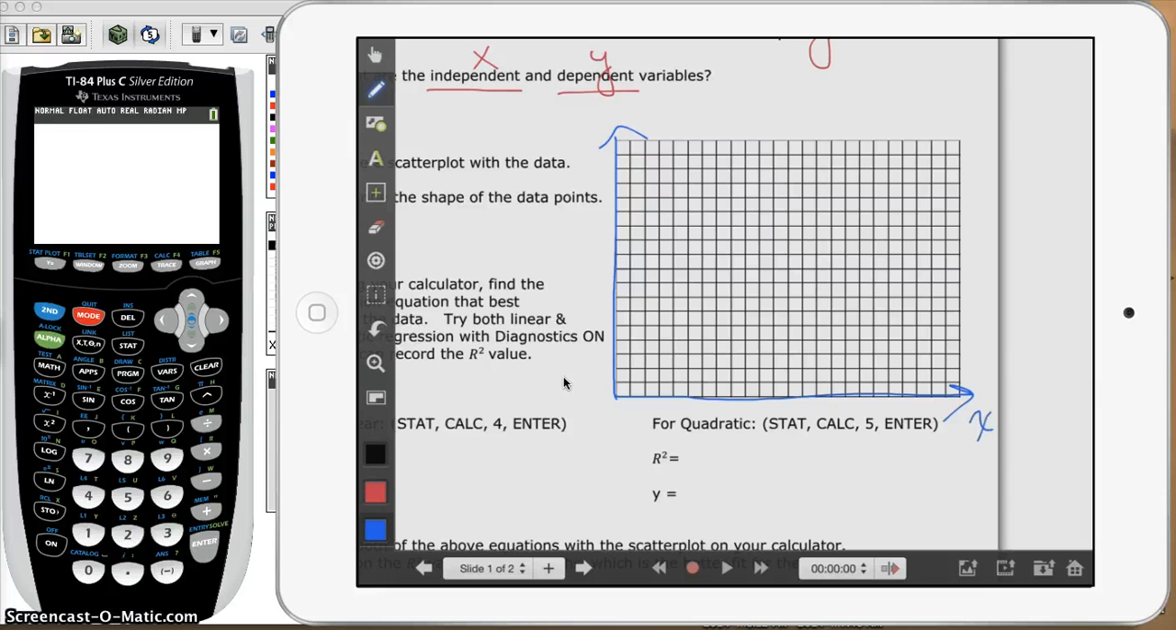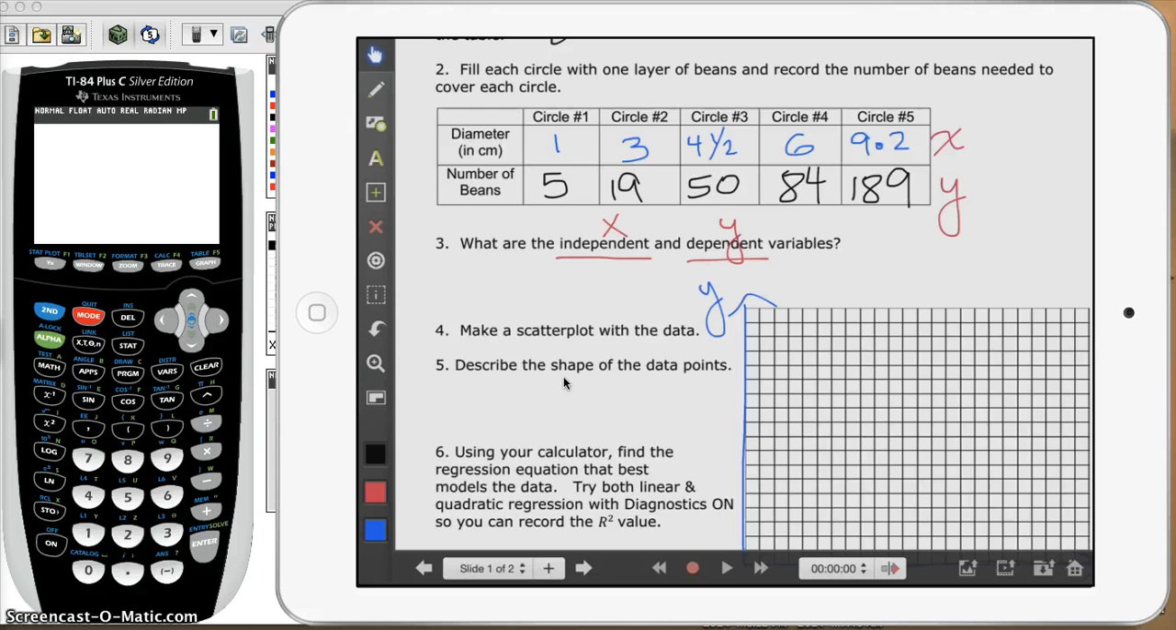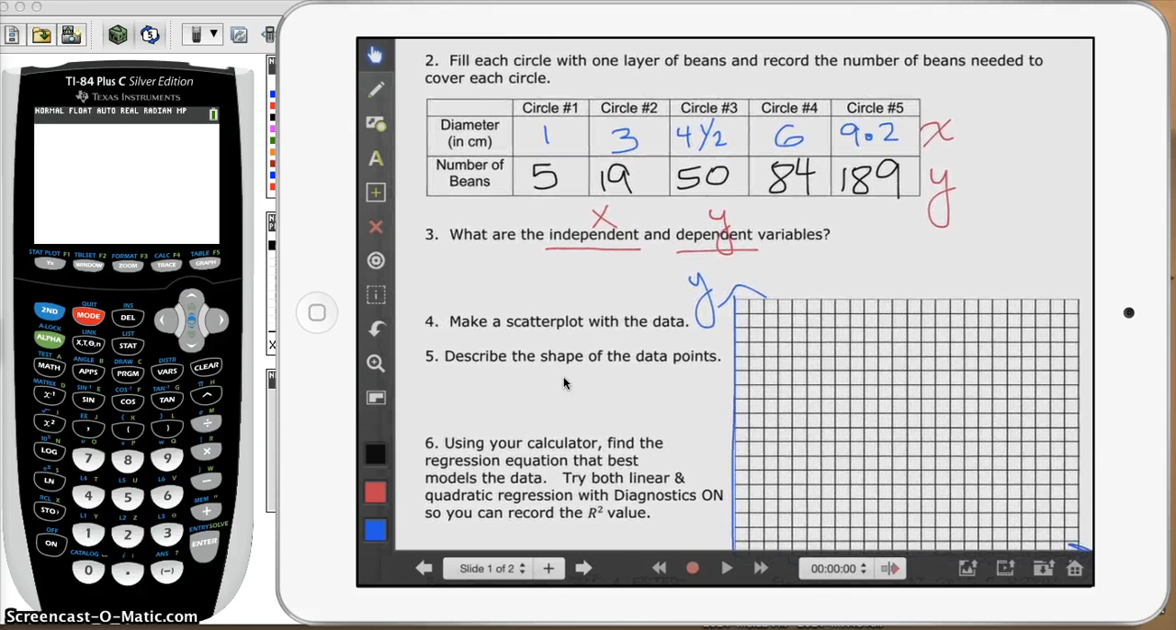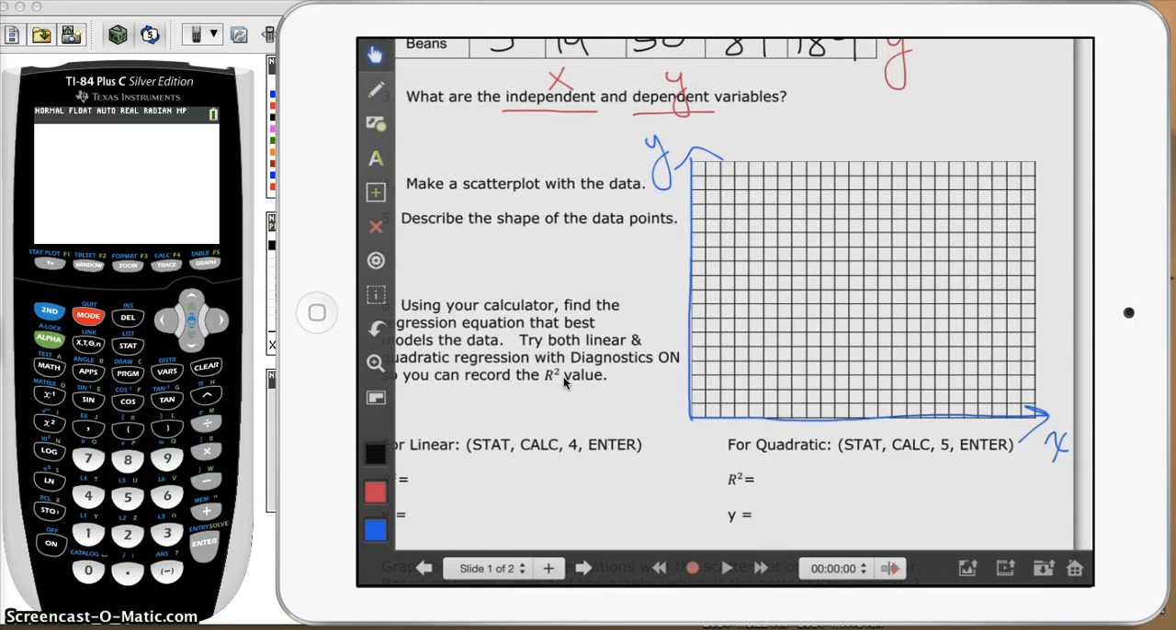Now, I want you to pause the video and try this on your own, but remember that you need a certain scale. So look at your table, and what do you think the scale should be for the circle? Should you be counting by 1, by 5? What do you think? Now, as for the number of beans, do you need to count on the y by 10, by 20, depending on the numbers that you have? Remember to label the two axes, to take a scale, and to plot the points and see what's going to happen. So go ahead, pause the video and do that.